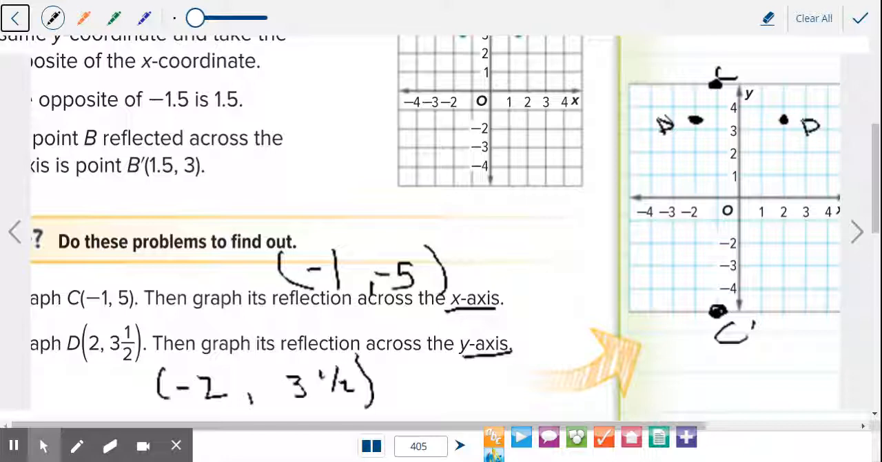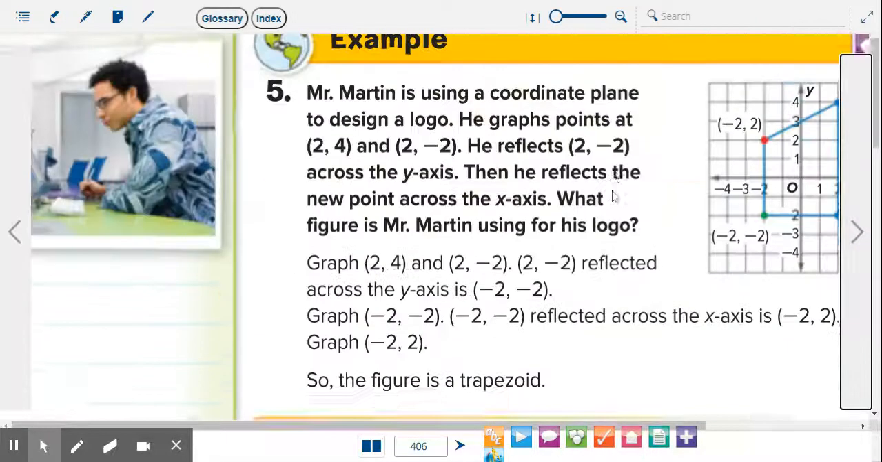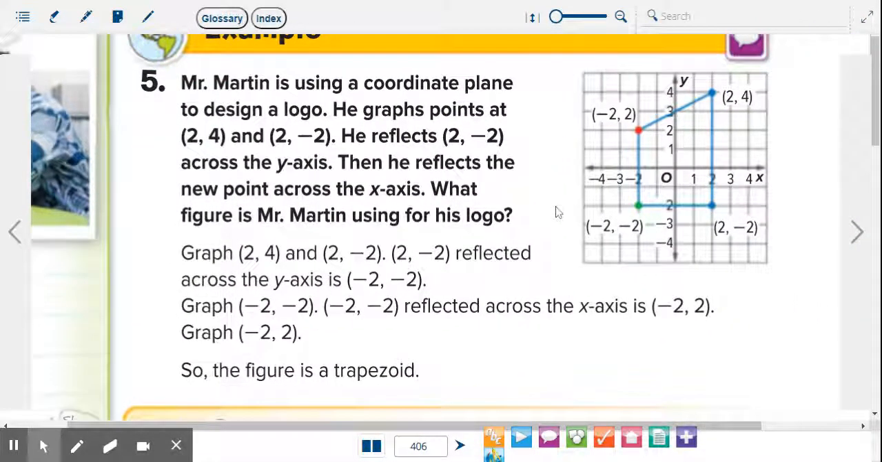All right, so you just got to pay attention to those rules, and then you also got to pay attention to what axis you're going to reflect over. So that changes the game a little bit. So on the next page, we're going to continue talking about reflections, but now we're going to use a real-world example.